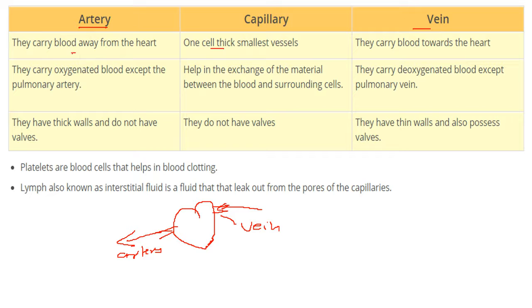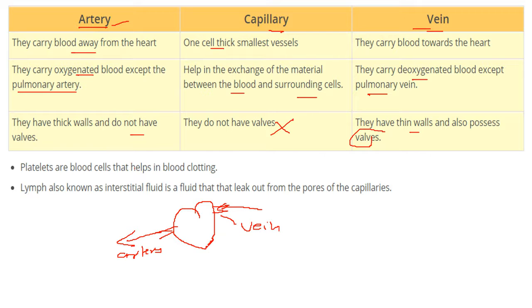Since arteries take blood away from the heart, they carry oxygenated blood except the pulmonary artery. While the blood is coming into the heart, veins carry deoxygenated blood except the pulmonary vein. And capillaries help in exchange of material between blood and surrounding cells. Arteries have thick walls, and do not have valves. Veins have thin walls, and they possess valves. Capillaries do not have any valves.